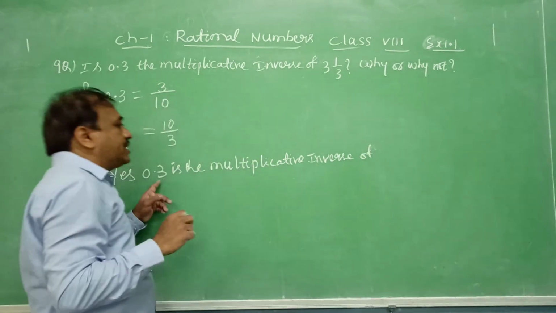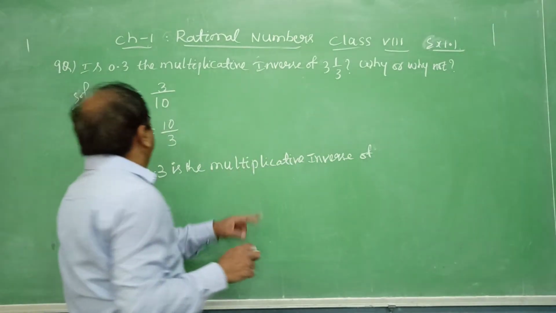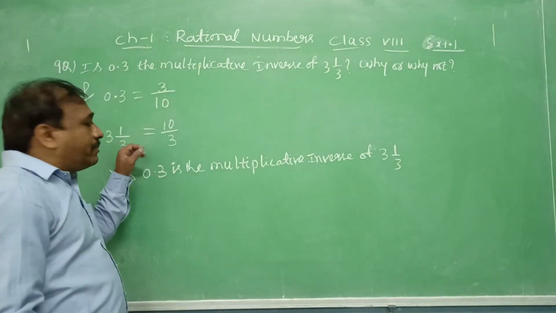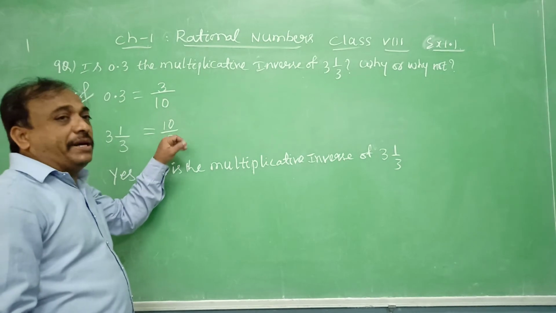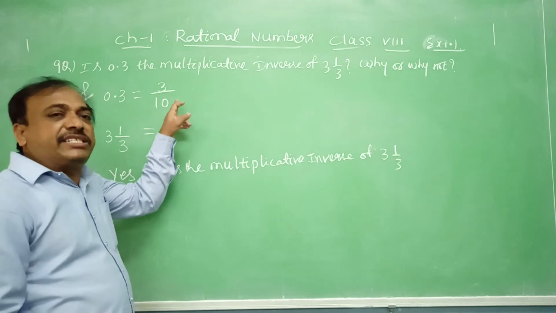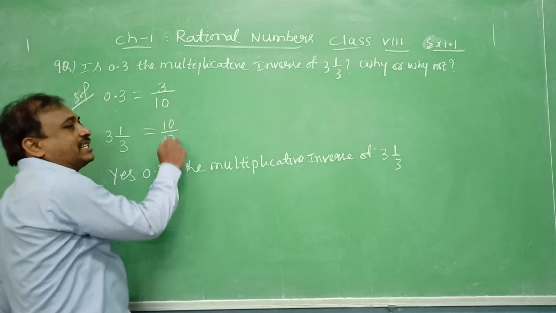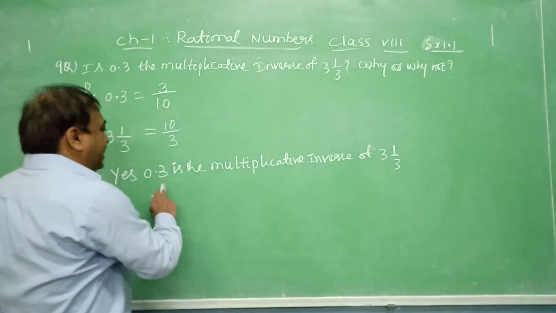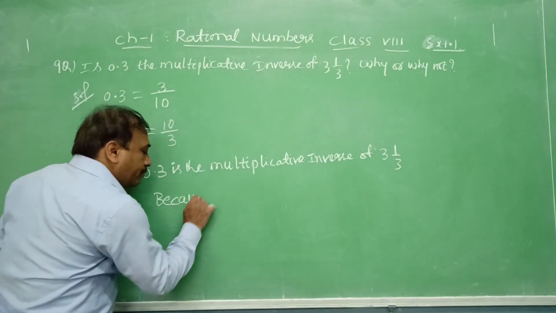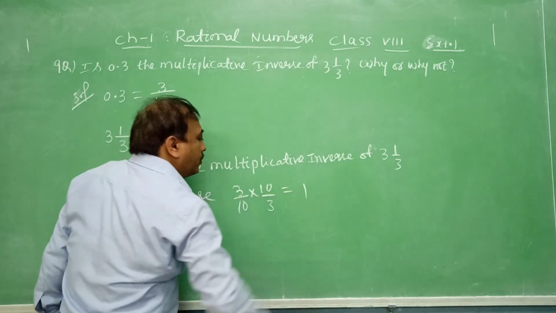Yes, 0.3 is the multiplicative inverse of 3 1 by 3, because when we convert 3 1 by 3 into improper we get 10 by 3, and 0.3 converted into rational is 3 tenths, which is 3 by 10. So 3 by 10 and 10 by 3 are reciprocal to each other. So it is the multiplicative inverse of 3 1 by 3 because 3 by 10 into 10 by 3 is equal to 1.